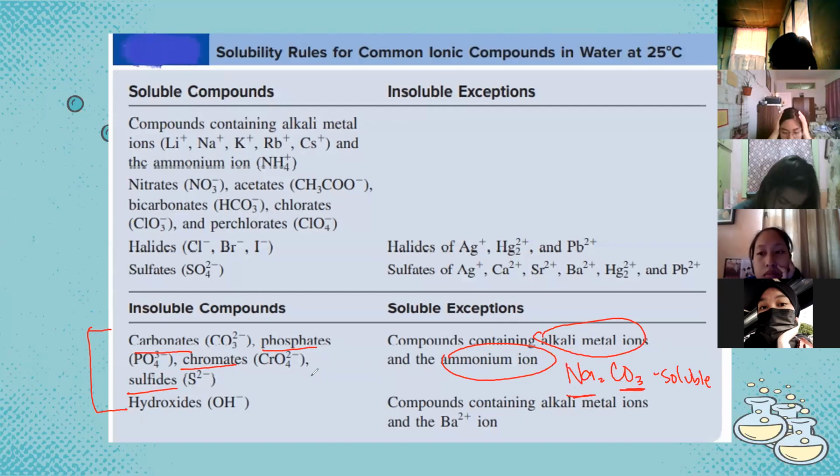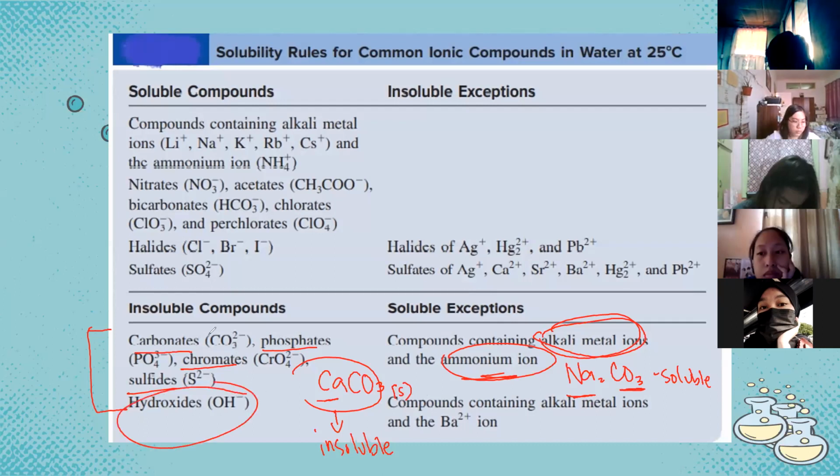To compare that, for example, ang na-form na compound is calcium carbonate. So si calcium ay hindi belong sa alkali metals, and syempre hindi ammonium. So this time, ito na yung tinatawag natin na insoluble. And if ma-form siya during the reaction, this will be solid. This will become the precipitate. So that's how you know, class, kung magpo-form ba ng precipitate or hindi. You can actually include this one also in your index cards.